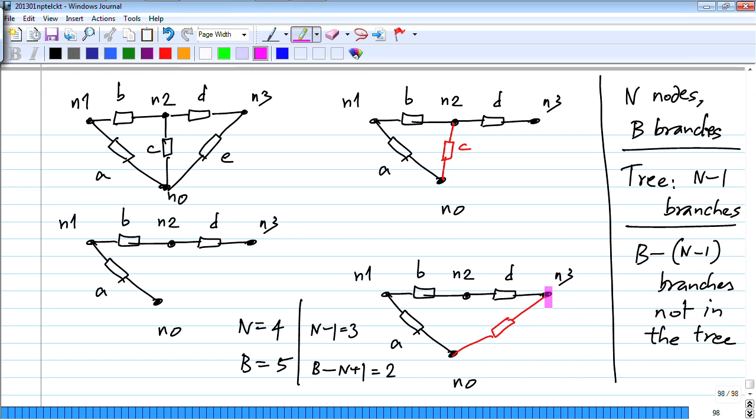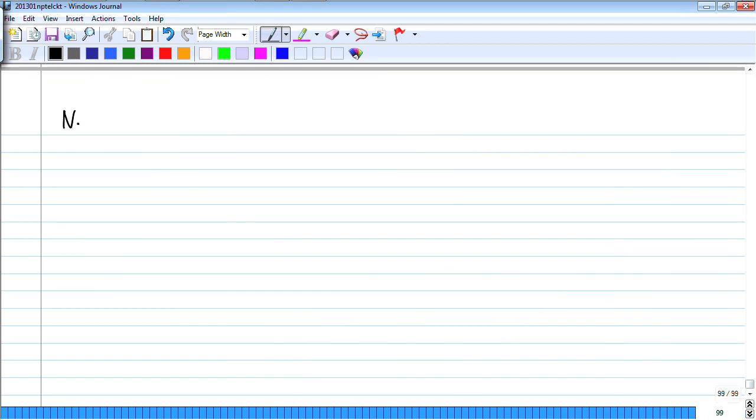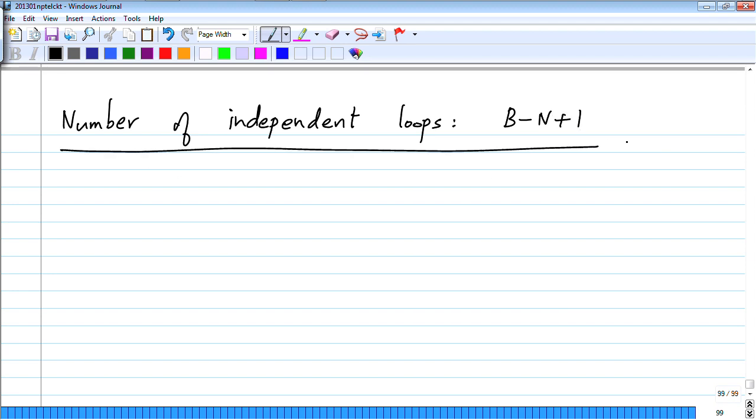Now clearly, if I add a branch that is not in the tree to the tree, I'll form a loop. That's very clear because I have gone through all the nodes without forming a loop. Now, if I add any extra branch, it has to be between the same nodes. I've already covered all the nodes, so it has to form a loop. So this forms one loop and this forms another loop. That means that the number of independent loops is b minus n plus 1. Actually, a couple of you had already got the answer, Arti and so on. So we have b minus n plus 1 independent loops.